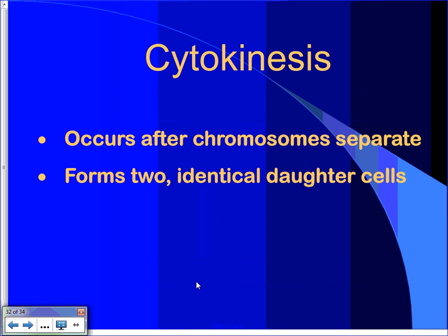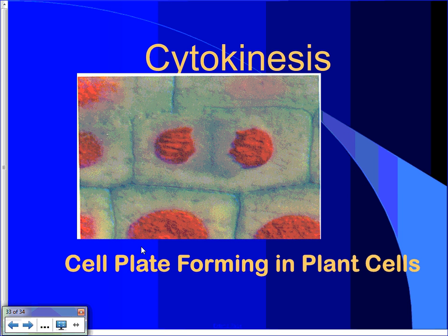Cytokinesis is sometimes occurring alongside telophase, and oftentimes people put them together as one event. It's basically the separation of the cell afterwards, and this forms the two identical daughter cells. So here's a plant cell undergoing cytokinesis, and again, it's very hard to tell this from telophase, and a lot of times it's exactly the same.